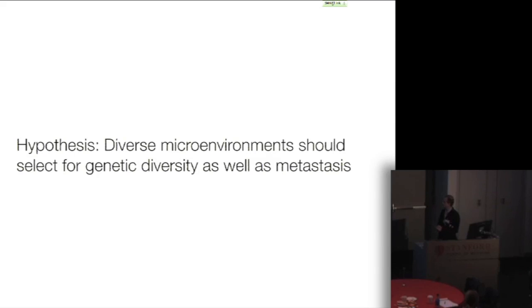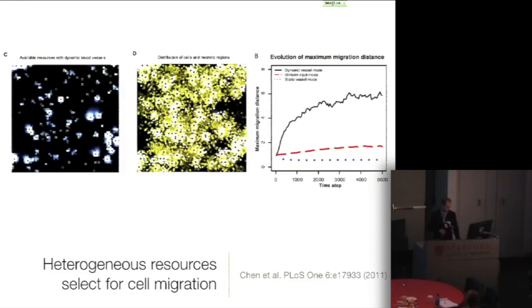We're also very much interested in measuring how diverse the microenvironments are, and there's good ecological theory that says that diverse microenvironments should select for metastasis as well as genetic diversity. And so here's some of the theory. We did some computational modeling where we were able to control in the model the degree of microenvironmental heterogeneity, or actually the degree of patchiness of resources.